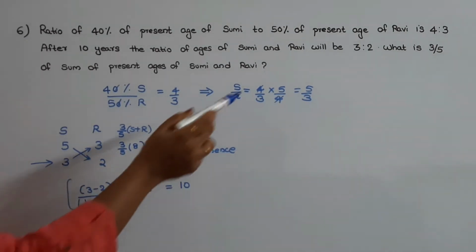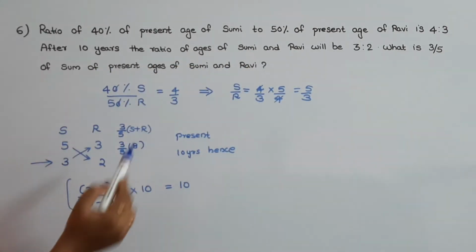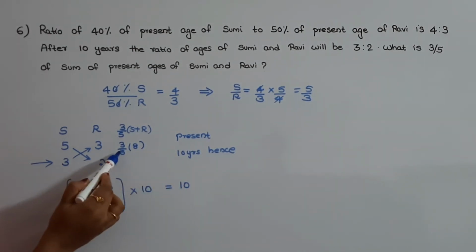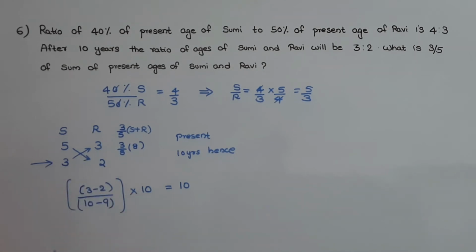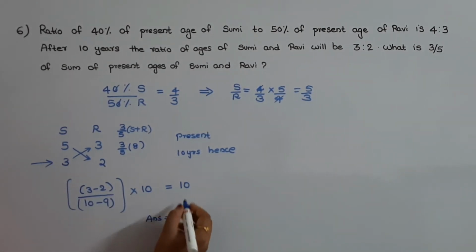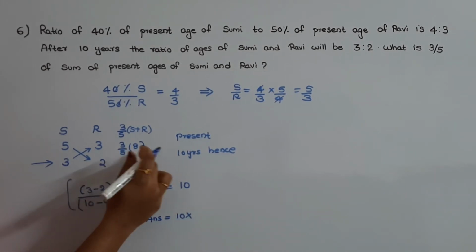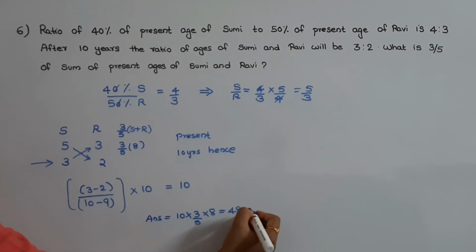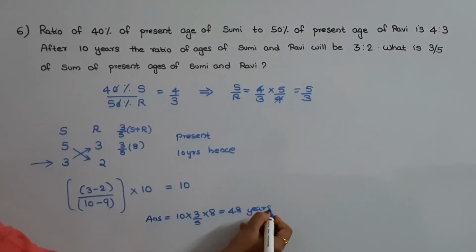Now we need to find out 3/5 of the sum of their present ages. So, we will get the answer by multiplying this value to this 3/5 into 8. So, the answer will be equal to 10 into 3/5 into 8. That is equal to 48 years. So, this is the answer.